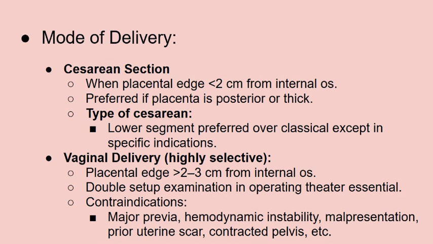In vaginal delivery, as I've mentioned, some cases of major placenta previa, hemodynamically unstable patients with malpresentation, and if you've documented contracted pelvis, should not be delivered vaginally. So if there's any other indication for cesarean section outside the type of placenta previa, you should deliver via cesarean section. And also if there's severe bleeding, hemodynamic instability, you should not deliver vaginally.